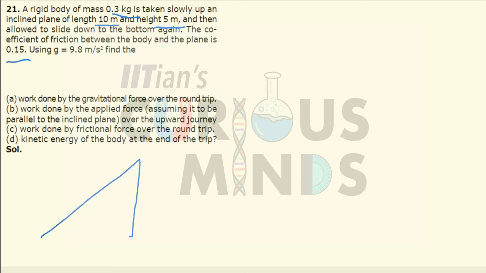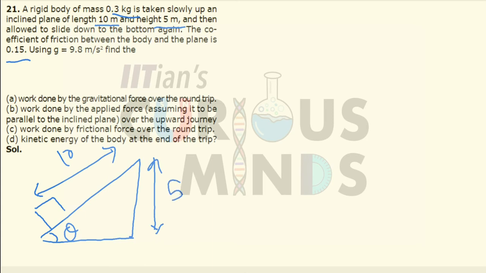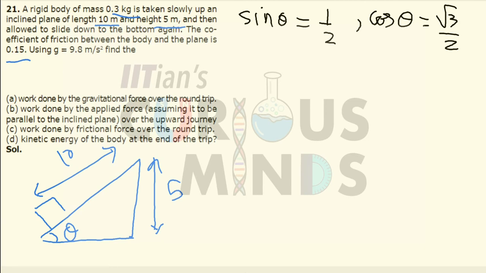So if I take an inclined plane and there is a body at the bottom, let the angle made be equal to theta. The length over here is equal to 10 and the height over here is equal to 5. So basically sine theta will be equal to 5 by 10, or 1 by 2. Clearly, theta over here is equal to 30 degree, or sine theta is equal to 1 by 2, and cos theta will be equal to root 3 divided by 2.